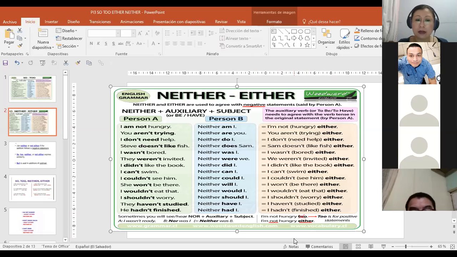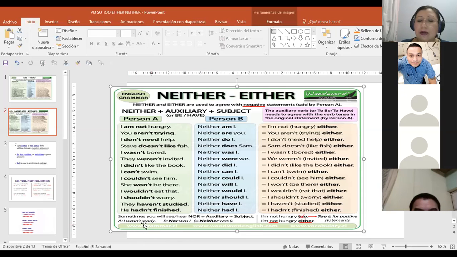Perdón. Entonces, en conclusión, el neither va al inicio, ¿verdad? De la reafirmación de la negación. Y either va al final, ¿verdad? Esa es la diferencia entre uno y otro. Y aquí hay una aclaración, dice, sometimes you will see or hear. Algunas veces van a ver o escuchar nor plus auxiliary plus subject. Pueden ver esta otra, ¿verdad?